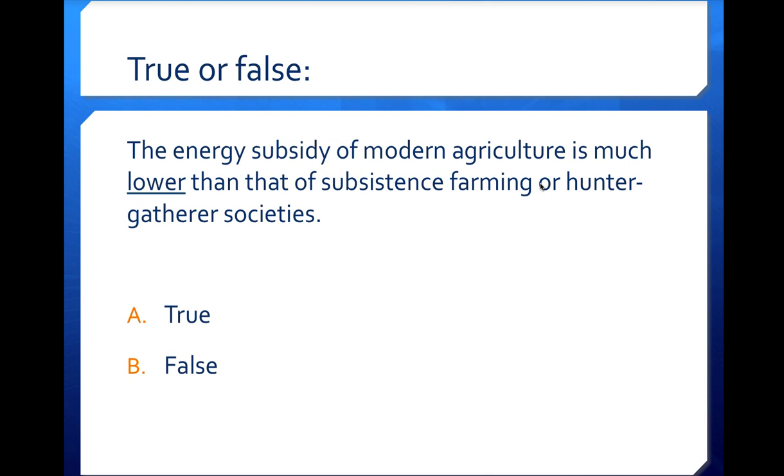And the correct answer is false. The energy subsidy of modern agriculture is actually much higher than that of subsistence farming or hunter-gatherer societies. We expend a lot more energy today to create 1 calorie of food than we ever have in the past.